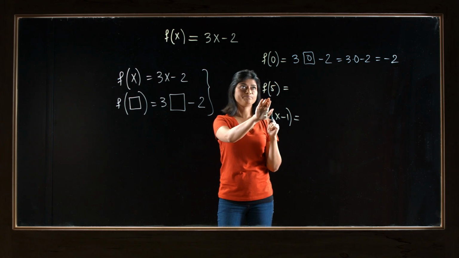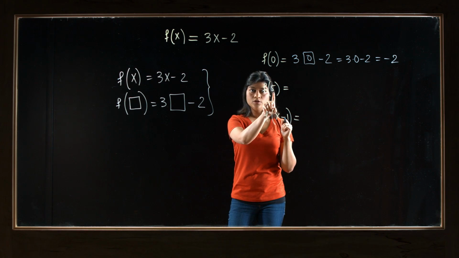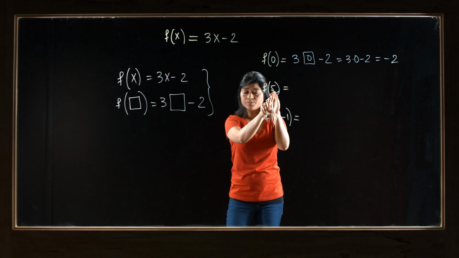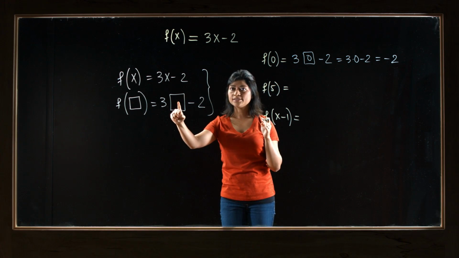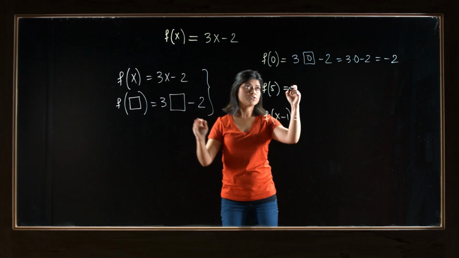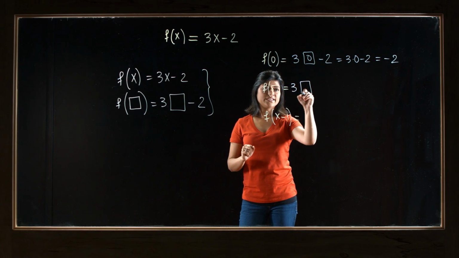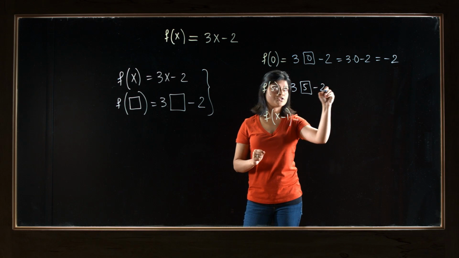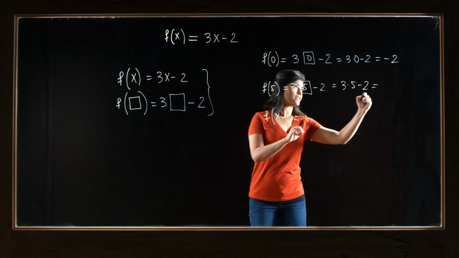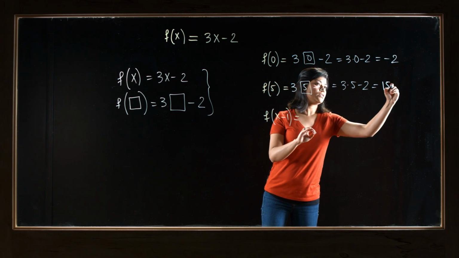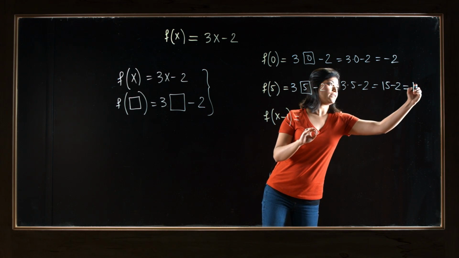Let's try f of 5. Same way. Look what is in the empty box, right? 5. 5 is here. So you put 5 inside the empty box on the right hand side. So this is 3 times, inside the box, you put 5, minus 2. So it's 3 times 5 minus 2. So that's 15 minus 2. That is 13.